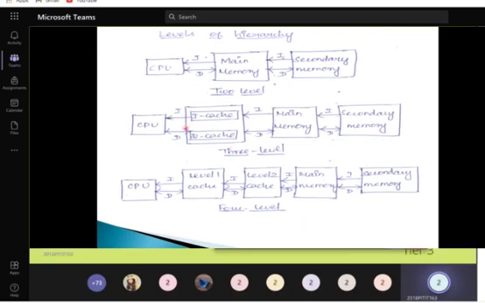So 4 level means in addition to this 3 level, I'm having one more cache. So 2 levels of cache are there. So 1, 2, 3, 4: 4 level. 3 means 1, 2, 3: 3 level. 2 level means 1, 2. So according to that memory, I'm just telling the levels.